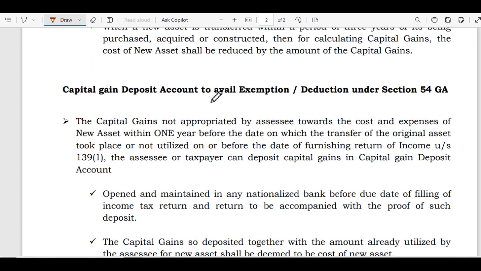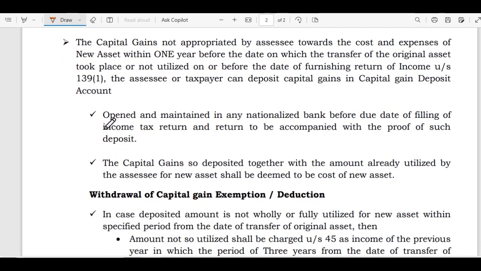Capital gain deposit account to avail exemption or deduction under Section 54GA. The capital gains not appropriated by the assessee towards the cost and expenses of the new assets within 1 year before the date on which the transfer of the original asset took place, or not utilized on or before the date of furnishing return of income under Section 139(1), the assessee or taxpayer can deposit capital gains in capital gain deposit account opened and maintained in any nationalized bank before due date of filing of income tax return, and the return to be accompanied with the proof of such deposit.